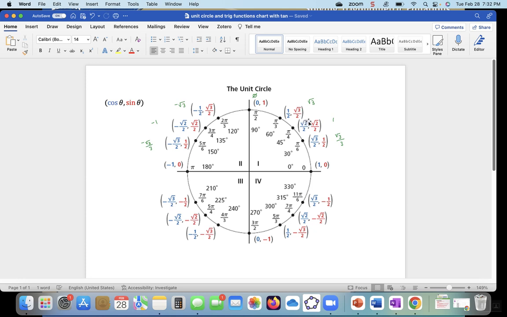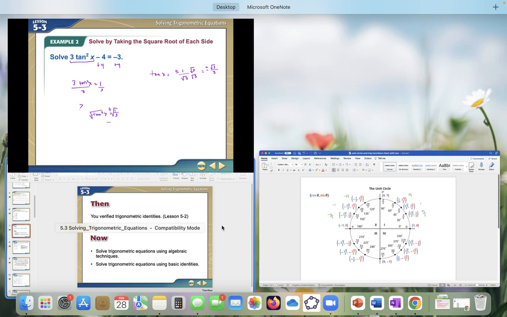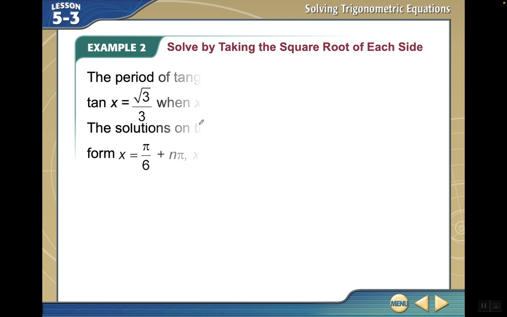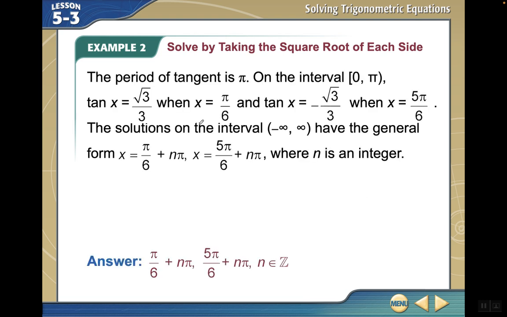Since we're dealing with tangent, I wrote my tangents in green here, and I think you all wrote those on your own unit circles. If you don't have it with you, then you can copy mine down. But it looks like it's going to be pi over 6 and 5 pi over 6. And then again, because the period of tangent is just 1 pi, we would just add pi n. But you don't have to.